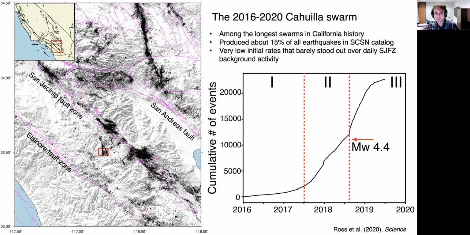And in fact, the rates for this sequence were so low on a daily level that it took about 1.5 years before we recognized that the rates were sufficiently elevated over the previous several decades. That's because the nearby San Jacinto background activity is so dominant that it kind of masked all this stuff. But then we started to track this and look at the behavior of the sequence in much more detail. Having all these near fault sensors allowed us to see some pretty cool stuff.